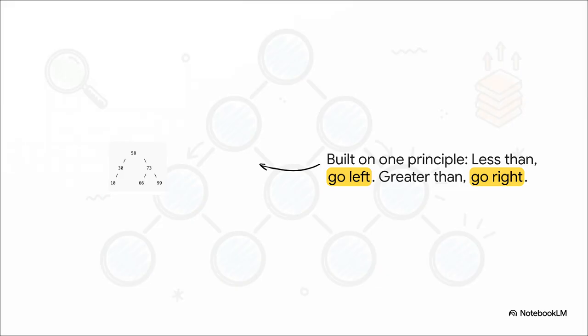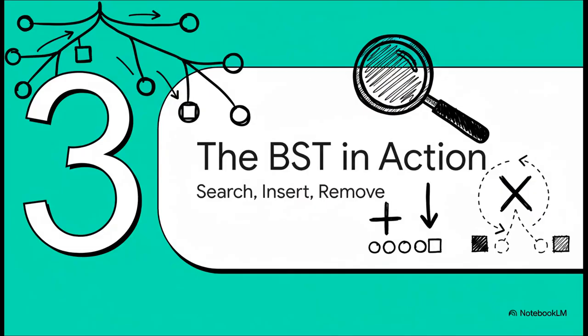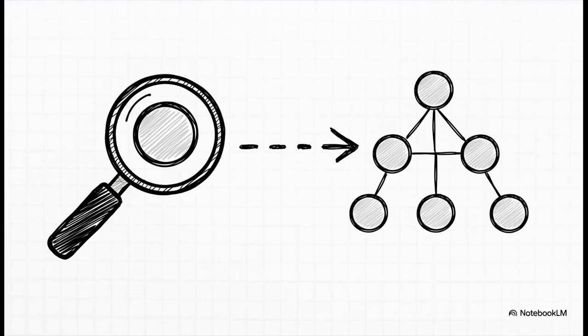And this simple logic, less than, go left, greater than, go right, is the engine that drives the whole thing. Think of it like a series of forks in the road. At every single stop, you make one simple decision, and in doing so, you get to completely ignore a huge chunk, like half, of the data you don't need to look at. It's incredibly efficient. Okay, so now that we know the rule, let's put this thing to work. We're going to see how this one simple idea makes the three most important jobs, searching, inserting, and deleting data, so ridiculously fast.